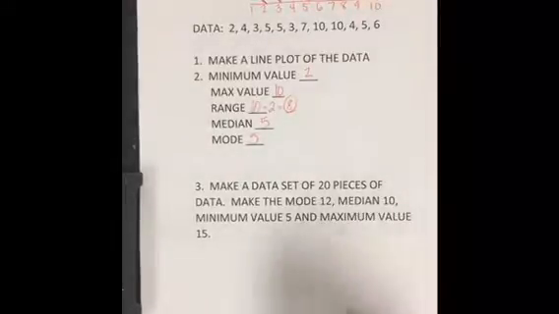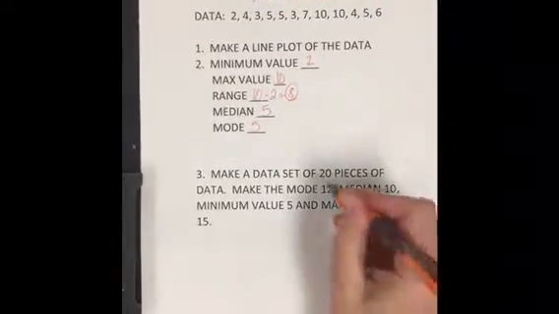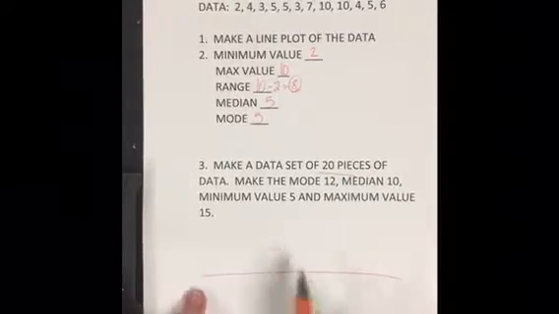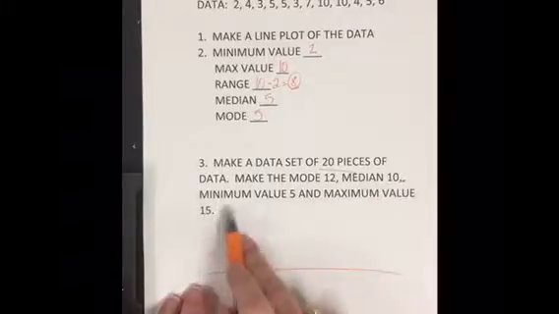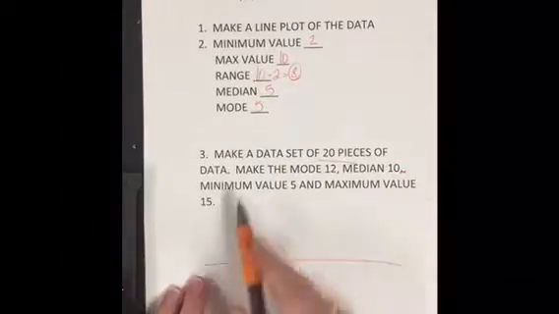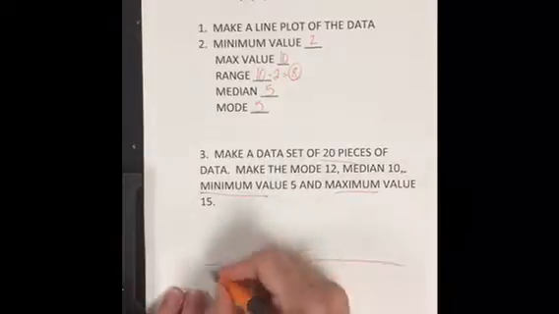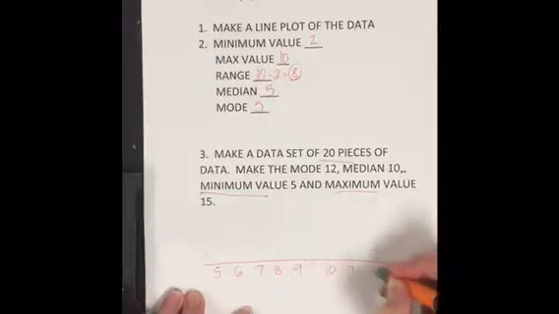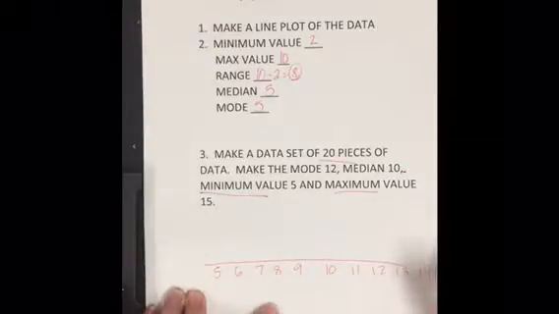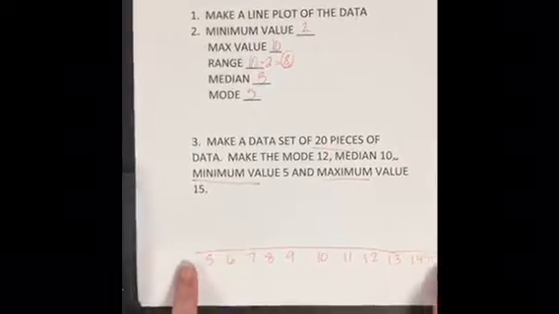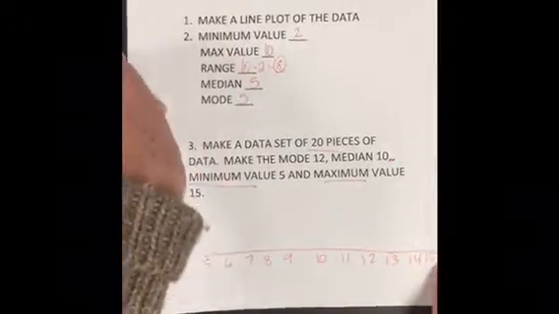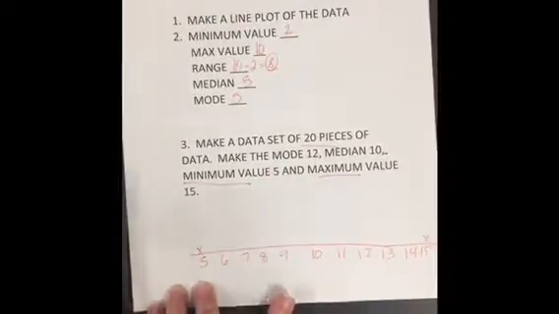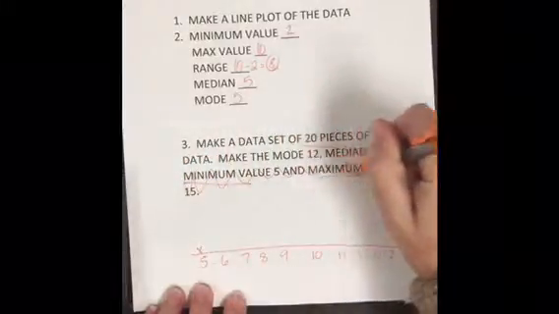All right, now we need to make a data set of 20 pieces of data, which means I need to have 20 x's on my line plot. Make the mode 12, median 10, minimum value 5, and maximum value 15. So I always find it easy to start off with my minimum and maximum value. My minimum value is 5, so I'm going to go from 5 to 15. Remember, there's nothing wrong with going farther than that either way. Just making sure that your data actually starts at 5 and ends at 15 is the important piece of information there. All right, so now I've done this.